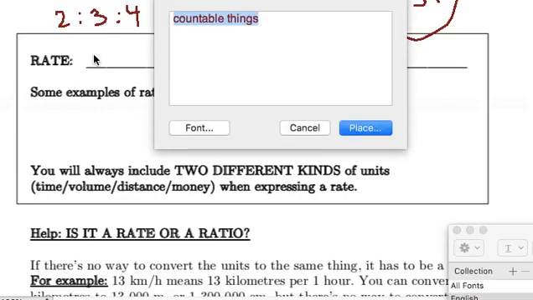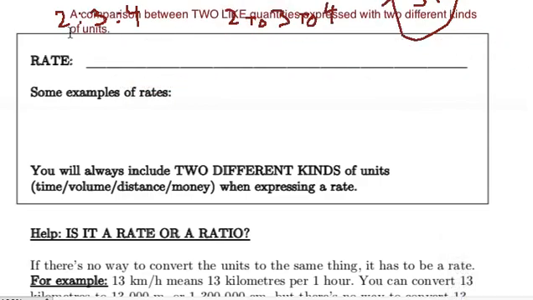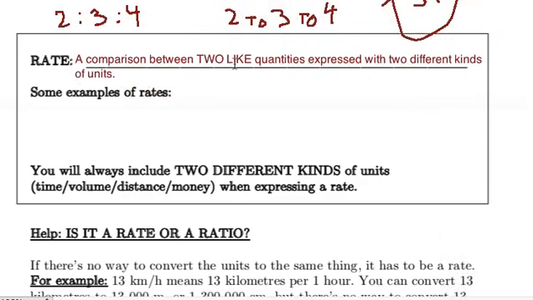So a rate is, we could call it, a relationship or a comparison between only two like quantities expressed with two different kinds of units. Just did a line break there in case you ran out of space. There we go. Okay, comparison between two like quantities. Again, this is the super important word in this one: like quantities. There's only two in a rate. Can't have two or more. So just two like quantities expressed with two different kinds of units.